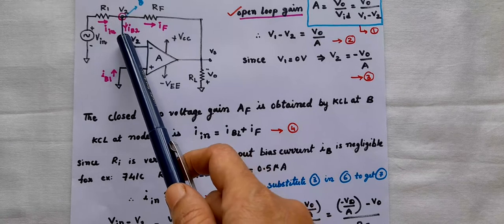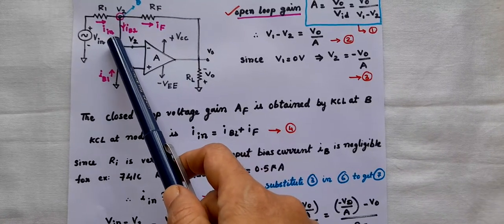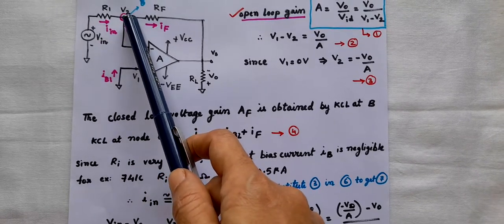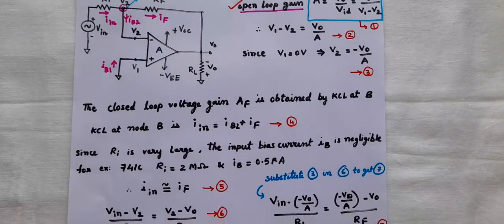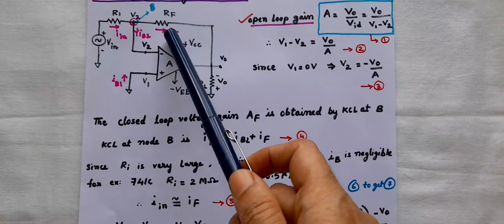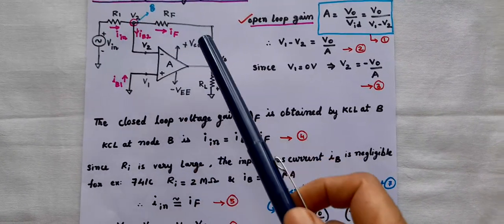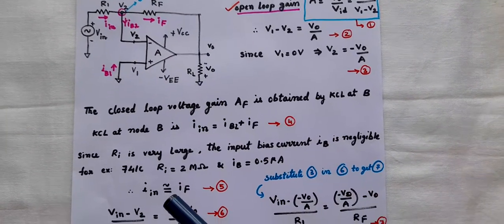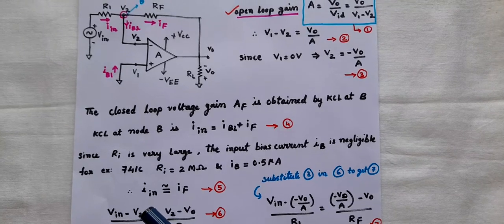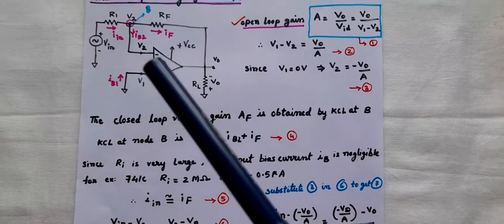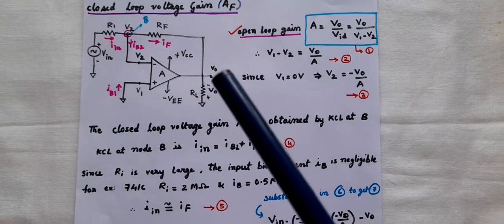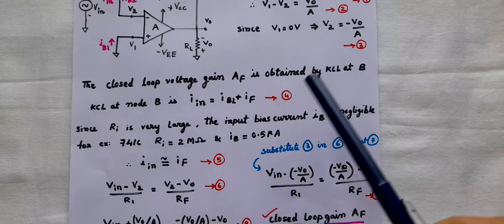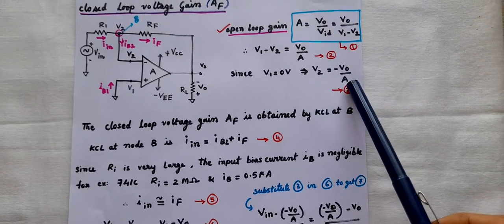Now what is I in? I is equal to V by R. What is I in here? V in minus V2 by R1. And what is IF? V2 minus V0 by RF. So I in is equal to V in minus V2 by R1 and IF is equal to V2 minus V0 by RF, which I have written here. What is V2? V2 is equal to minus V0 by A.